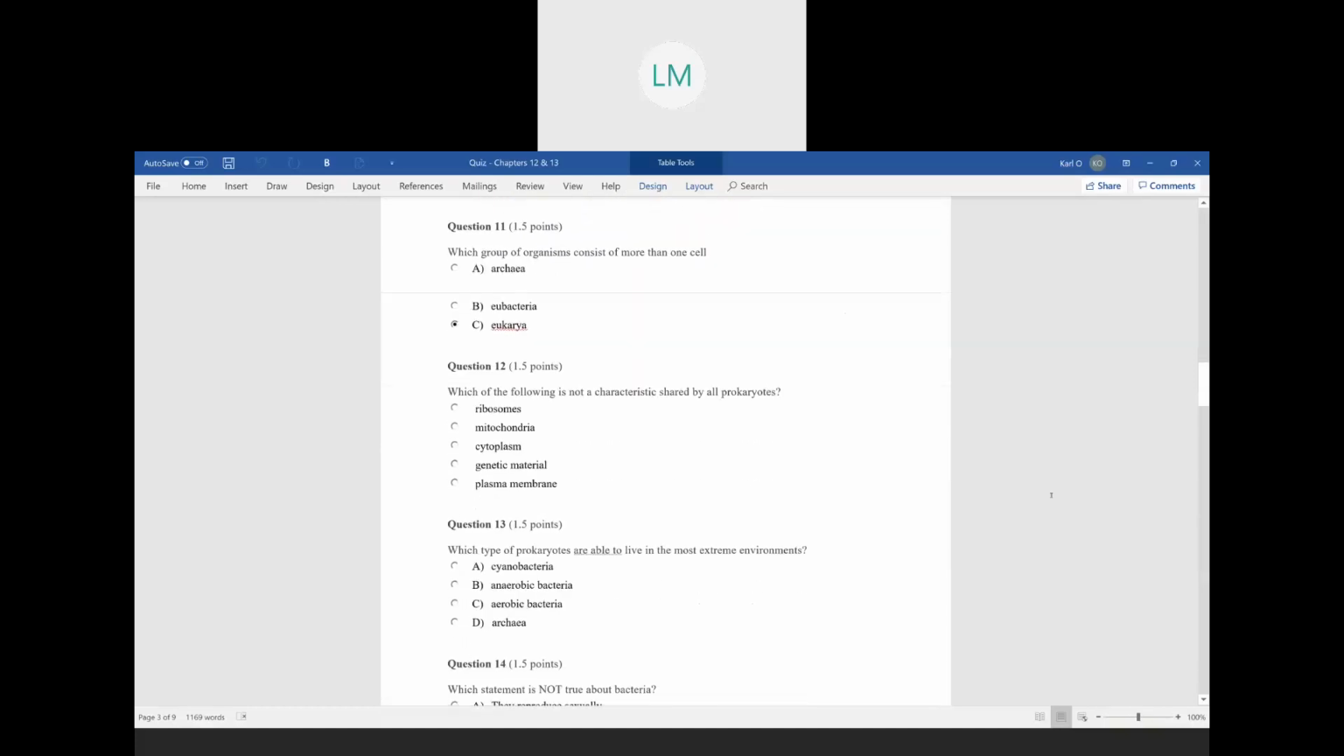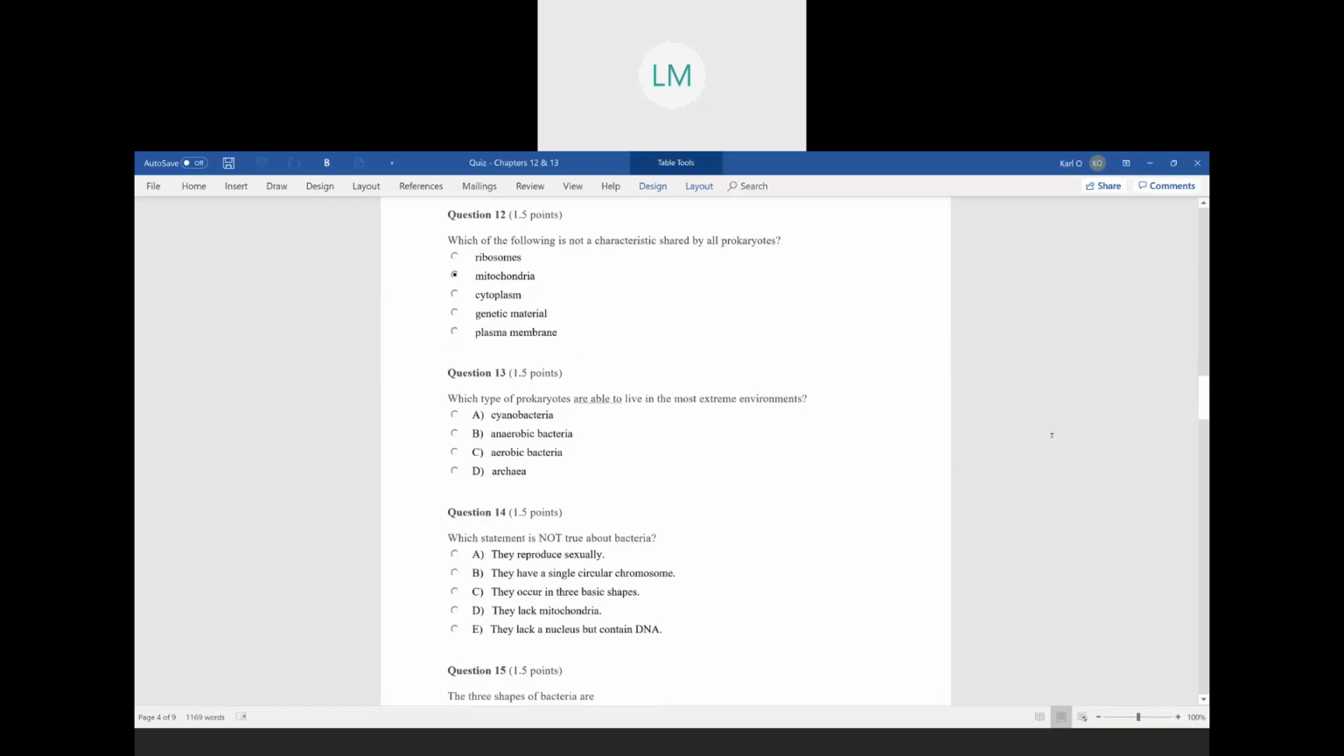Question number 12, which of the following is not a characteristic shared by prokaryotes? So prokaryotes have ribosomes. Mitochondria are membrane-bound organelles. So we know prokaryotes don't have any membrane-bound organelles. So this is looking like our right answer. Prokaryotes do have cytoplasm, they have genetic material, and they have a plasma membrane. So mitochondria is going to be our answer there.